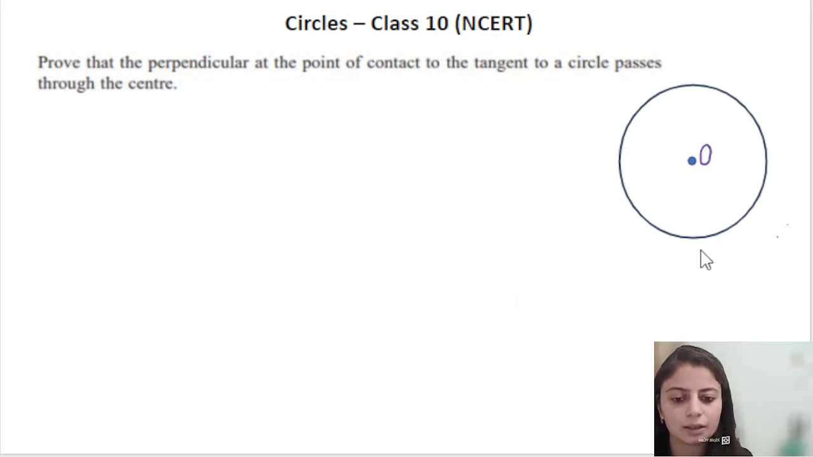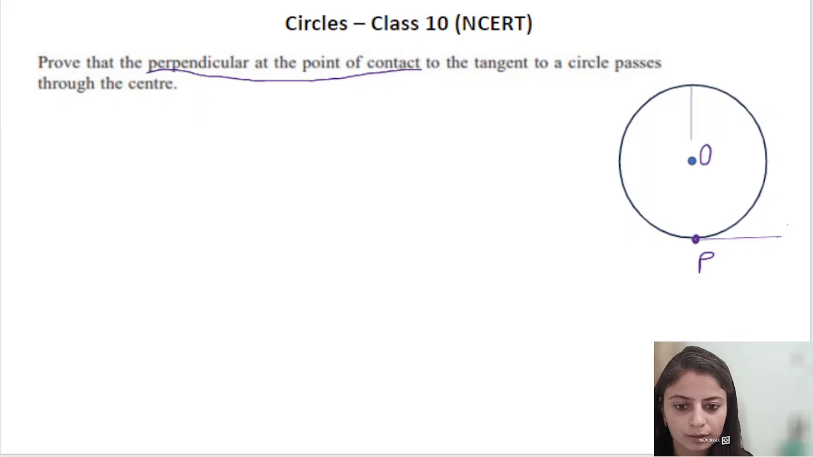Okay, now I draw a tangent to this circle. So this is my tangent and I label this point of contact as P. Okay. Now we have to draw a perpendicular line at the point of contact. Okay. So this is my perpendicular line. I label this point as R. Okay. And I can label this point as M.